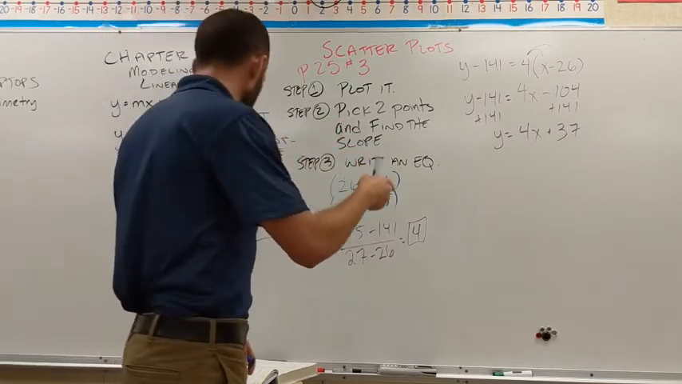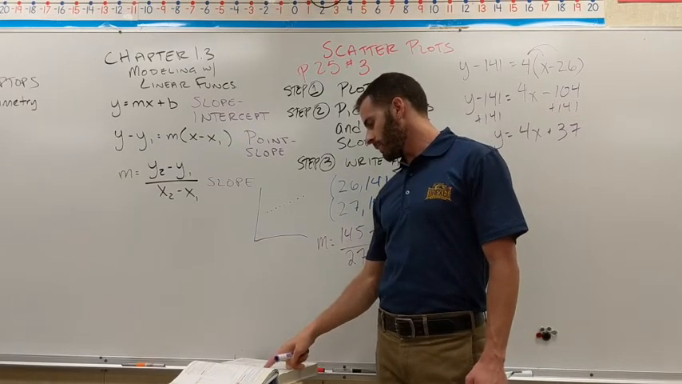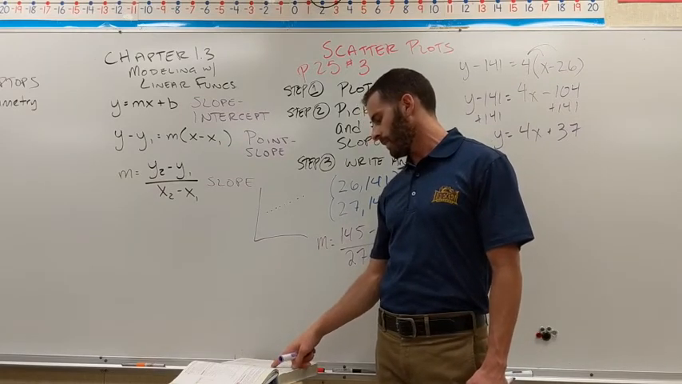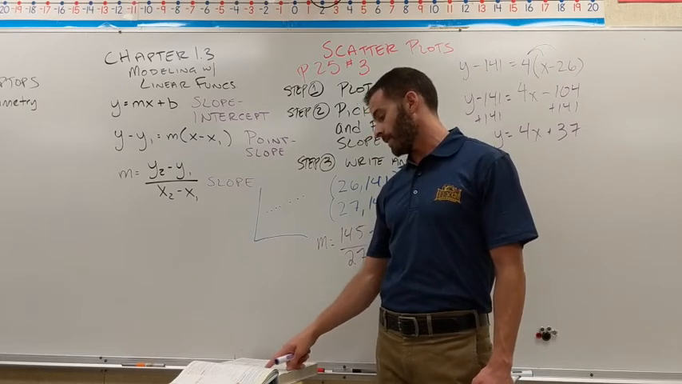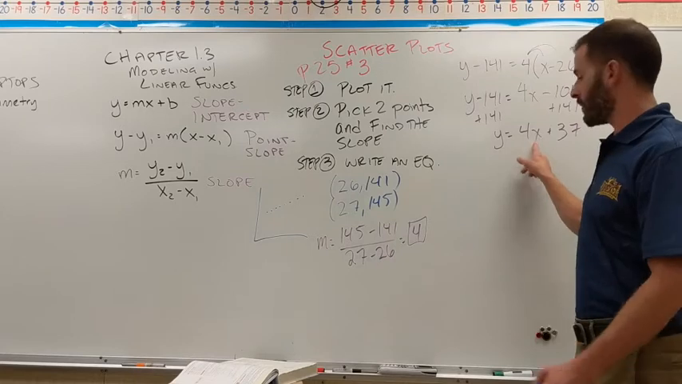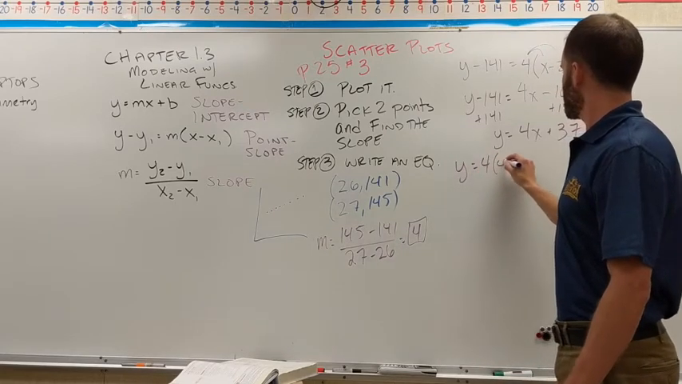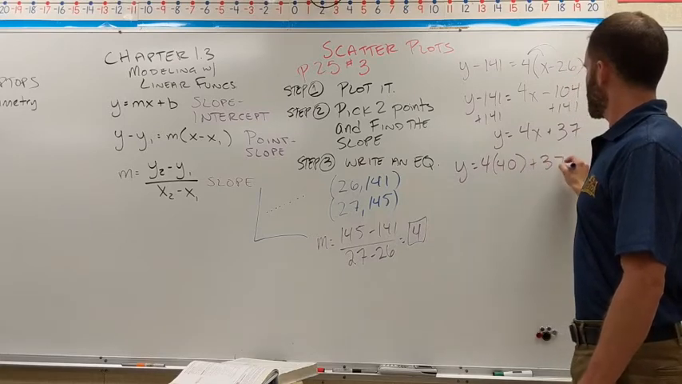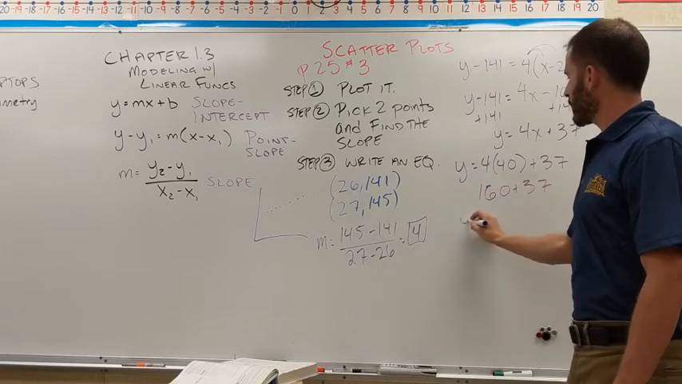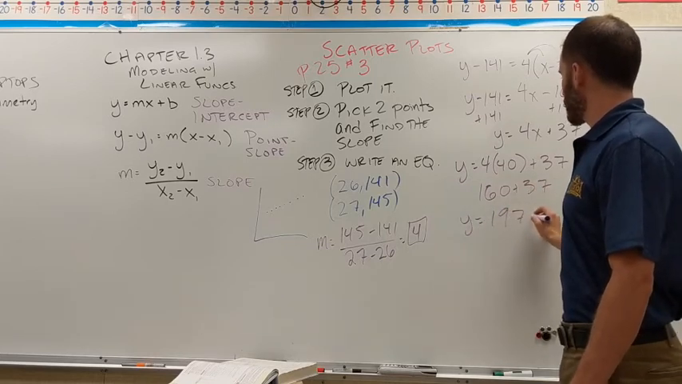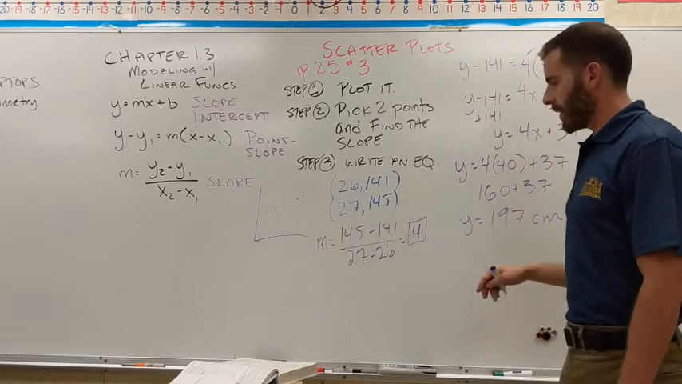So now that I have an equation, I have to actually answer the last part. Write an equation in a line, use it to estimate the height of a female, so height is y, whose humerus, okay, that's x, is 40 centimeters long. So I'm going to plug 40 in for x. And it looks like my estimate is 197 centimeters. Don't forget your units for height.